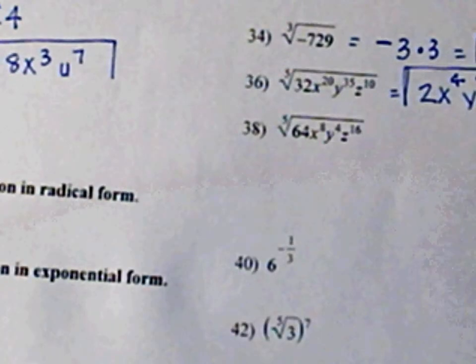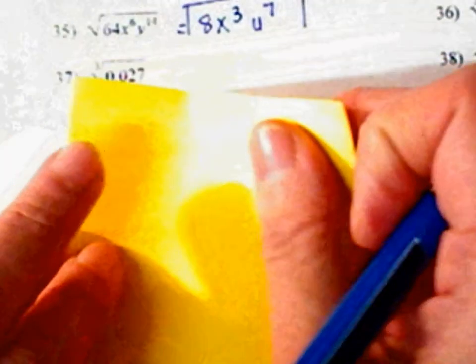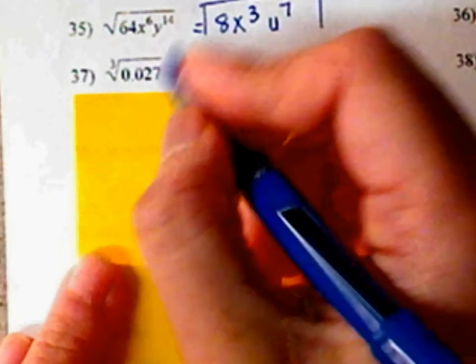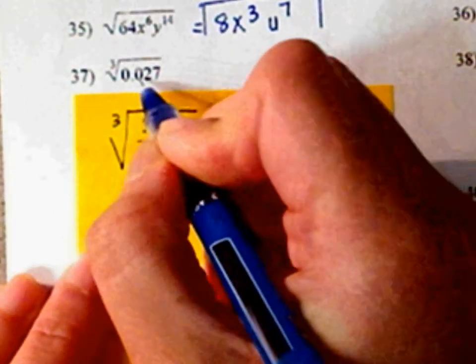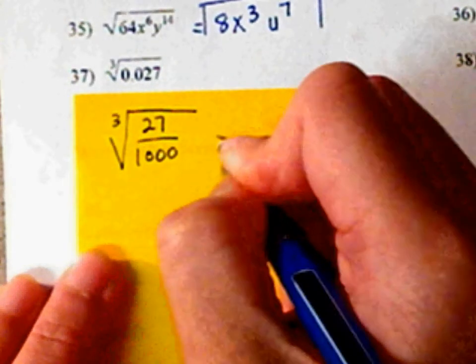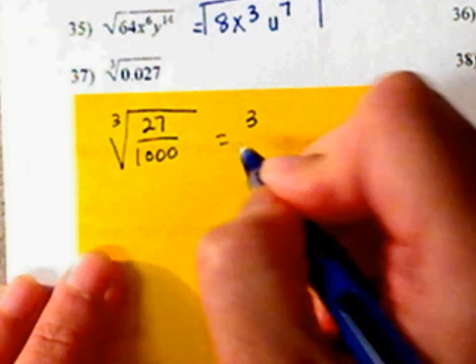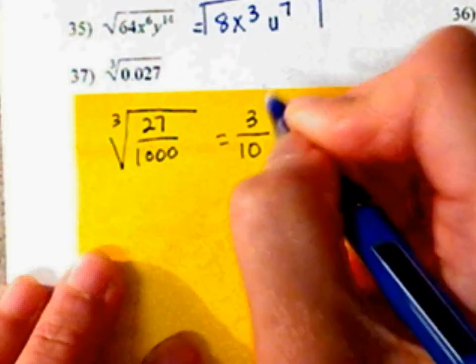Okay. 37. Alrighty. This time I have a decimal. You might want to rewrite that without the decimal. So this is the same thing as the cube root of 27 over 1,000, 3 zeros. Okay. What is the cube root of 27? Look, use your sheet. The cube root of 27 is 3. The cube root of 1,000 is 10. Cannot simplify it anymore. There's your final answer.